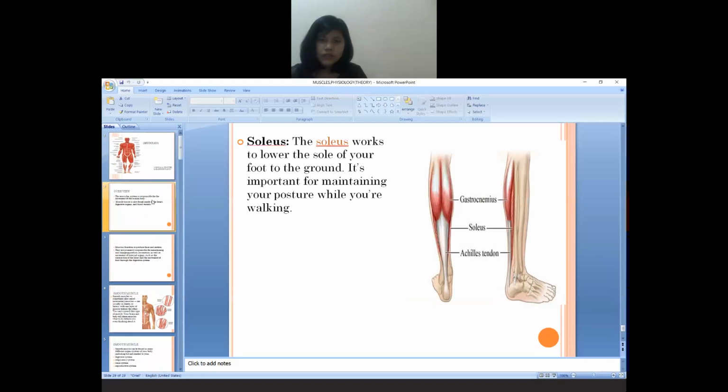Okay, that was all about muscle. Are you all clear? Starting from the very beginning, what are the three types of muscle?